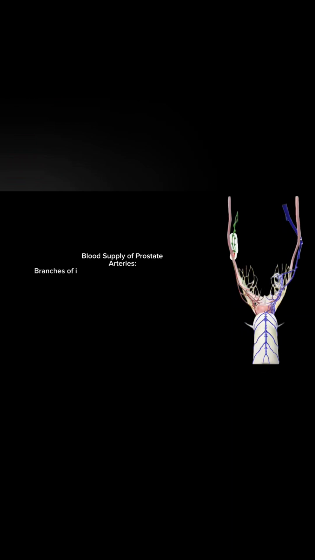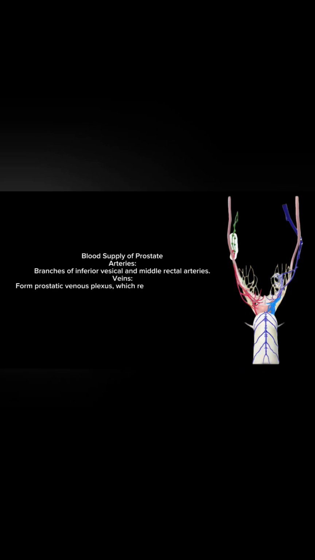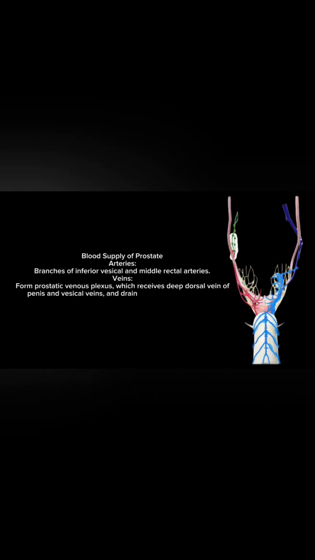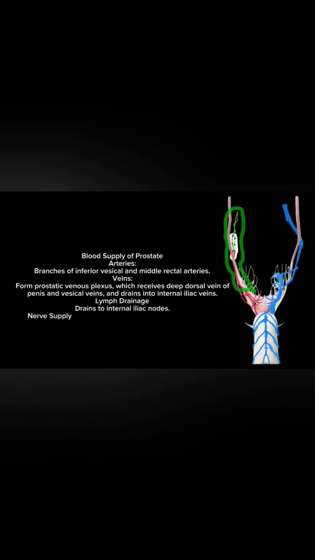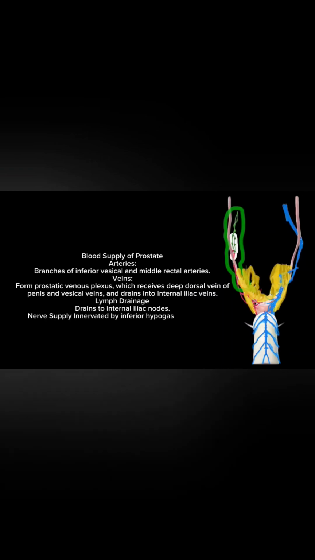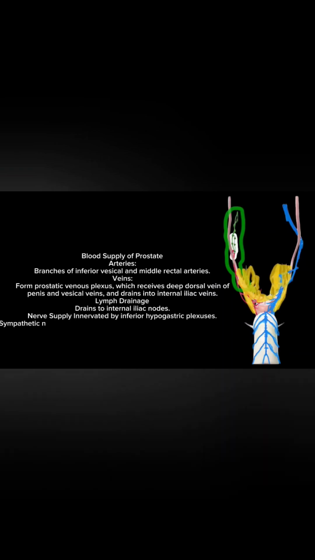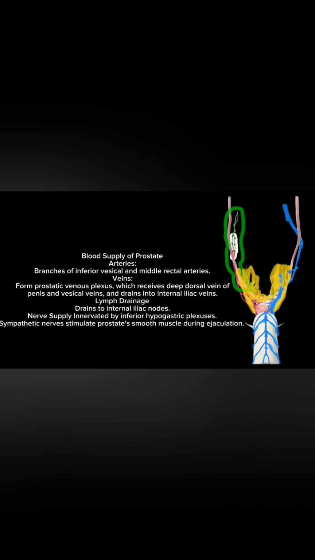Blood supply of prostate. Arteries: branches of inferior vesical and middle rectal arteries. Veins from the prostatic venous plexus, which receives the deep dorsal vein of the penis and vesical veins and drain into internal iliac veins. Lymph drainage: drains to internal iliac nodes. Nerve supply: innervated by inferior hypogastric plexuses. Sympathetic nerves stimulate the prostate's smooth muscle during ejaculation.